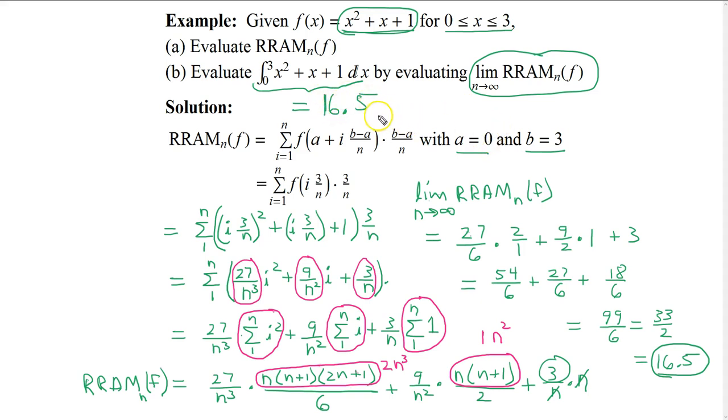And so that concludes this example of finding the RRAM for a function and using it to evaluate the definite integral by taking the limit as n goes to infinity of the RRAM.